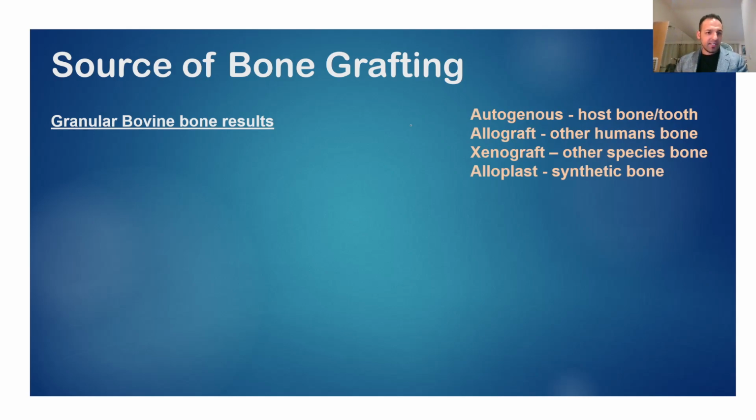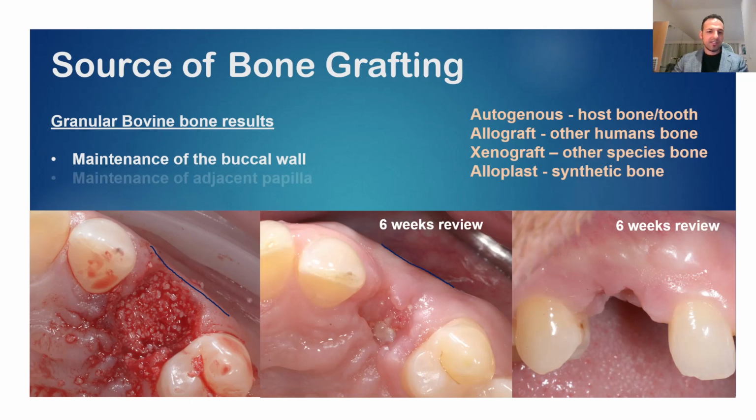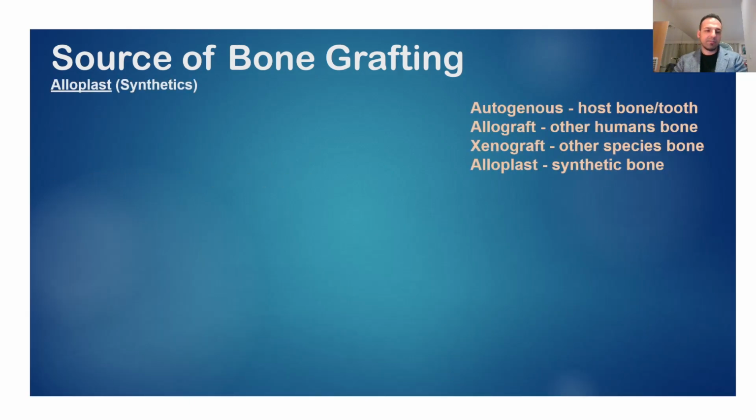So granular bovine bone results, let's talk about that. So that was at 2 weeks, but then you can see at 6 weeks you've still got maintenance of the buccal bone plate there. Okay, and this is at 6 weeks here as well. You can show nice papillae on the adjacent teeth, and this little bit of tissue will gradually resorb. So we've got maintenance of the buccal wall, and we've got maintenance of the adjacent papillae.